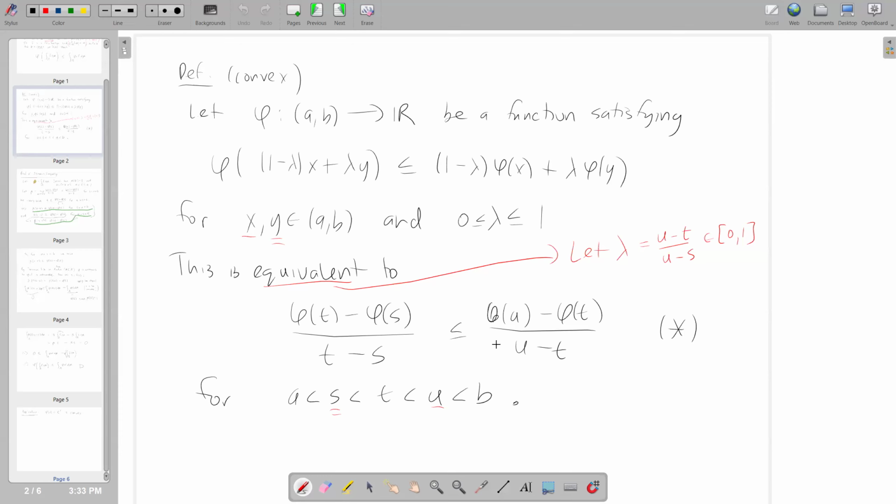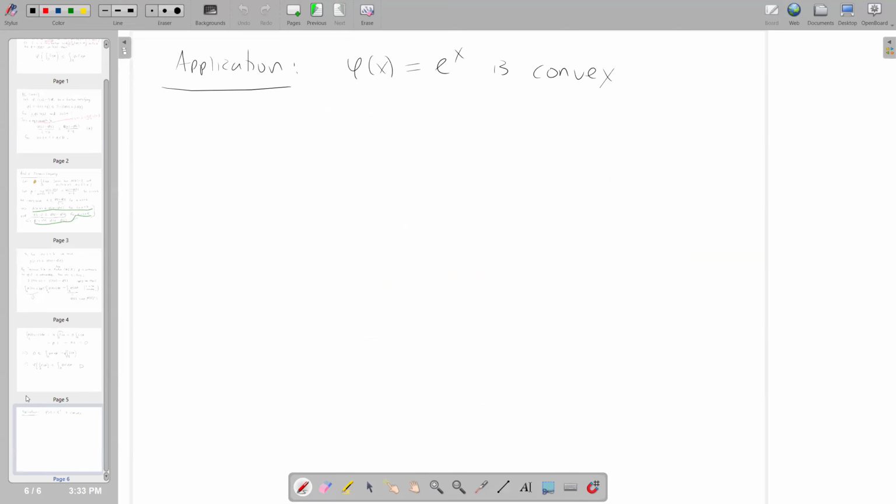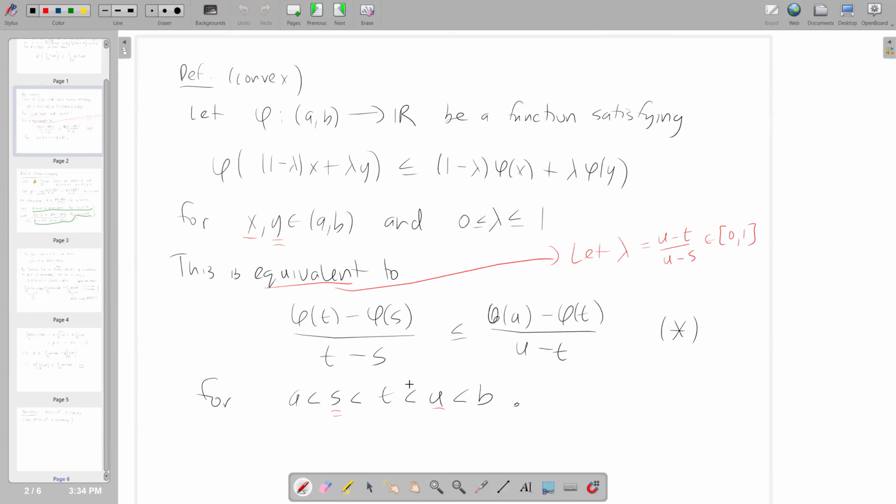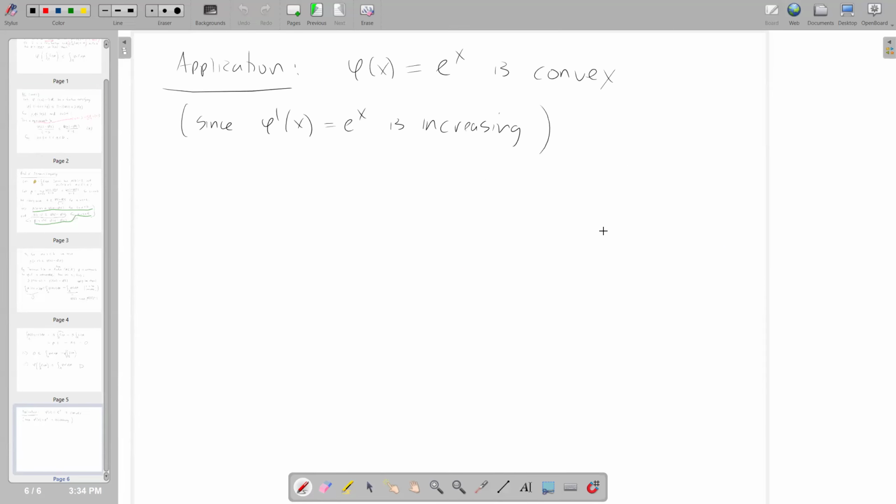Okay, so this basically implies that since phi prime, which is equal to e to the x as well, is increasing, you can prove that it satisfies this inequality using the mean value theorem, right? Because this will be a derivative in here, and this will be a derivative in here, and the value in here is less than or equal to the value in here. So boom, right? That's all you really need. Okay, so that is convex.